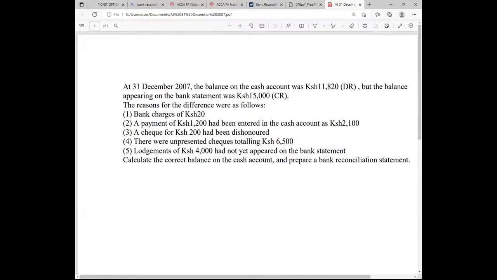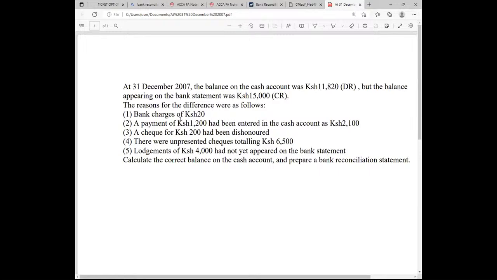So we are told here, at 31st December 07, the balance on the cash account was Kenya shillings 11,820 debit. But the balance appearing on the bank statement was Kenya shillings 15,000 credit. The reasons for the difference were as follows. Number one, bank charges of Kenya shillings 20.